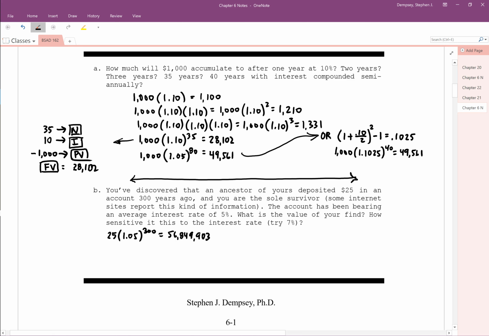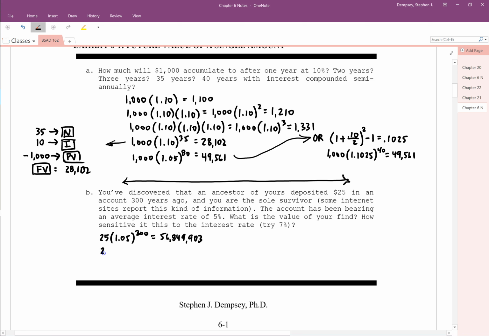And to show the exponential power of compounding, it says, what is the value of your find? How sensitive is this to the interest rate? So let's try 7%. Now clearly the answer is not just going to be 2 percentage points different from what we got at 5%, because it's exponential in terms of what's happening. So if you had $25 invested at 7%, after 300 years of compounding, that is 1.07 multiplied by itself 300 times, what you actually get there is $16,333,270,000. And that's just with $25.